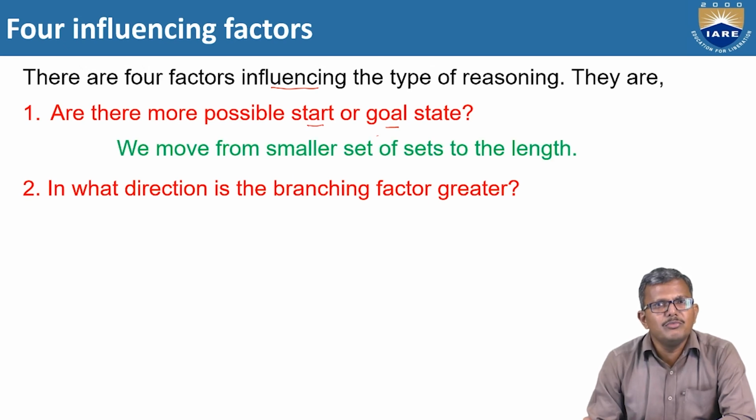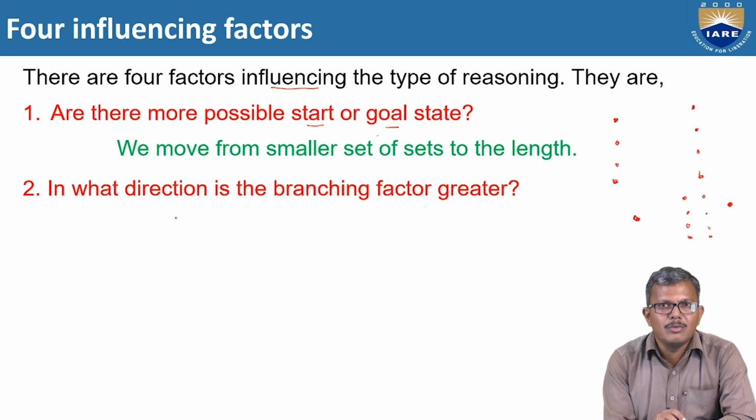So we move from a smaller set of states to the larger one. There can be multiple initial states and multiple goal states. Sometimes there will be only one initial state and multiple goal states. Otherwise, there can be only one goal state and multiple initial states.